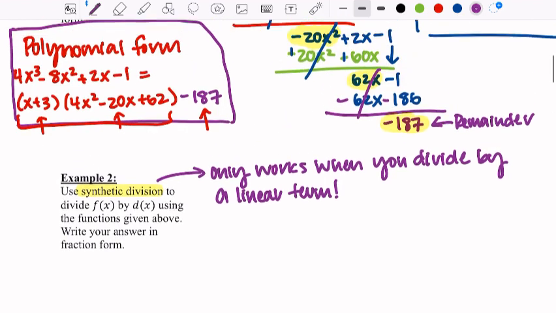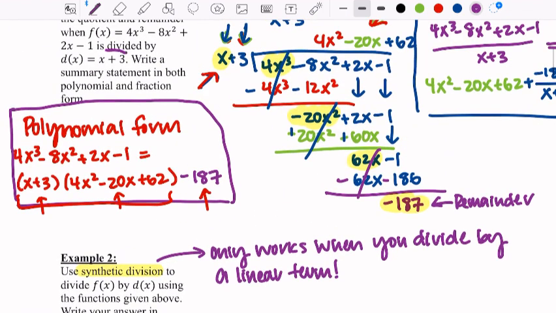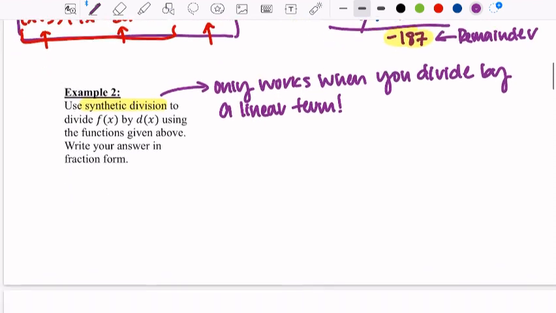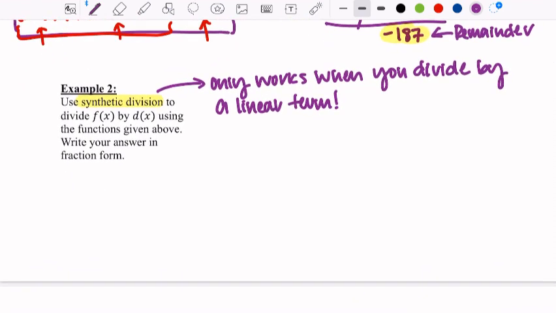Okay, so what I mean by that is our divisor, our x plus 3 up here, is linear, so I can go ahead and use synthetic division for this. And so that's what we're going to do in example 2. We're going to use synthetic division to divide f of x by d of x using our functions above, and we're going to write our answer in fraction form.